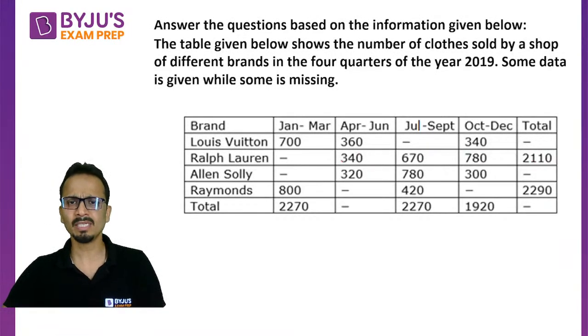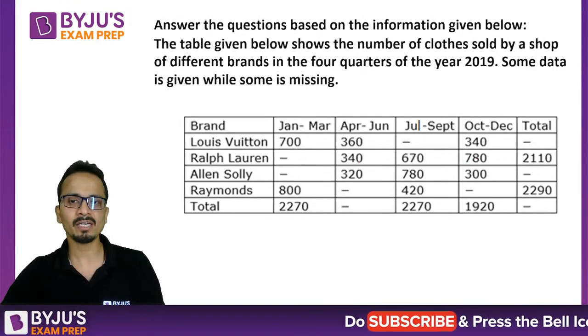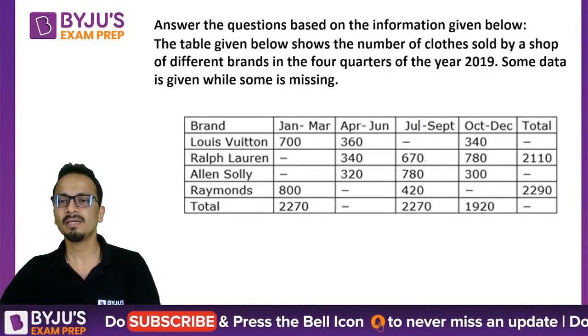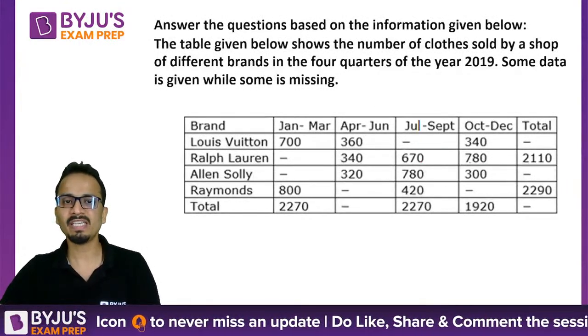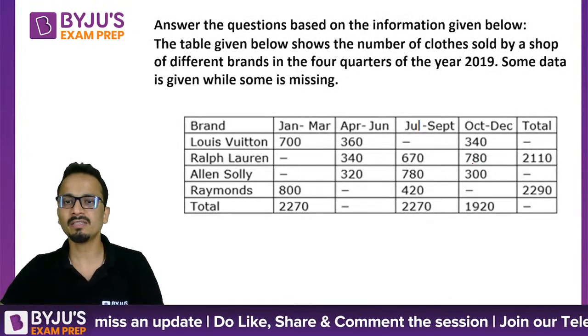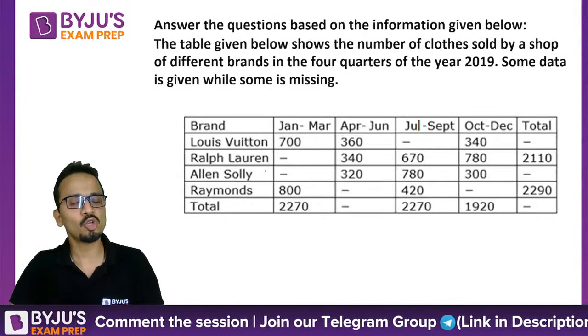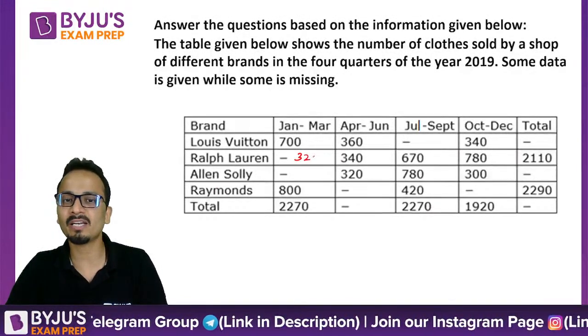So let's add them. 6 and 3, 900, and 7, 1600, 1600, 1720, 1790. Okay, 1790 has to be subtracted from 2110. So 2110 minus 1790, this value, yes, anyone, 320. Yes, all of you are absolutely correct. Good. So this value will be 320.